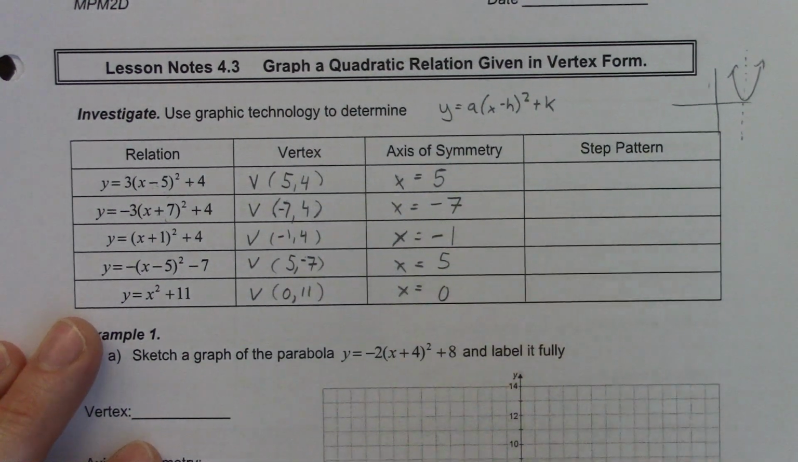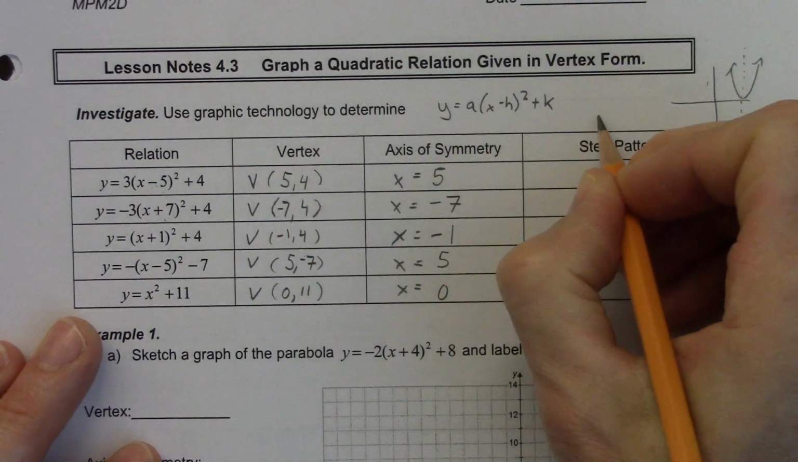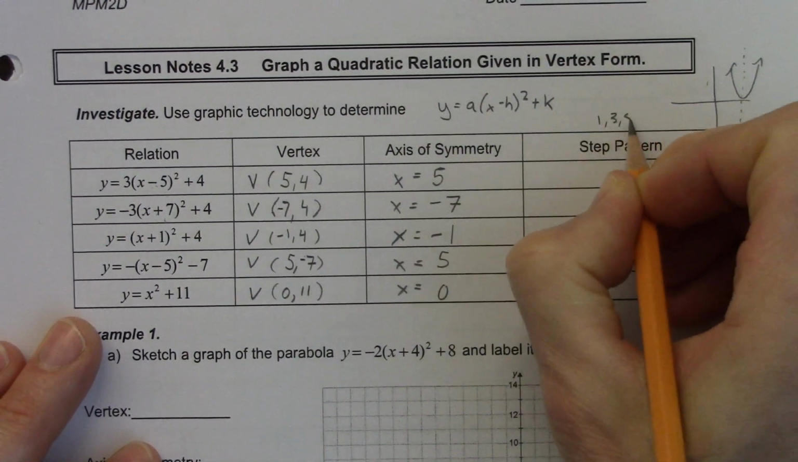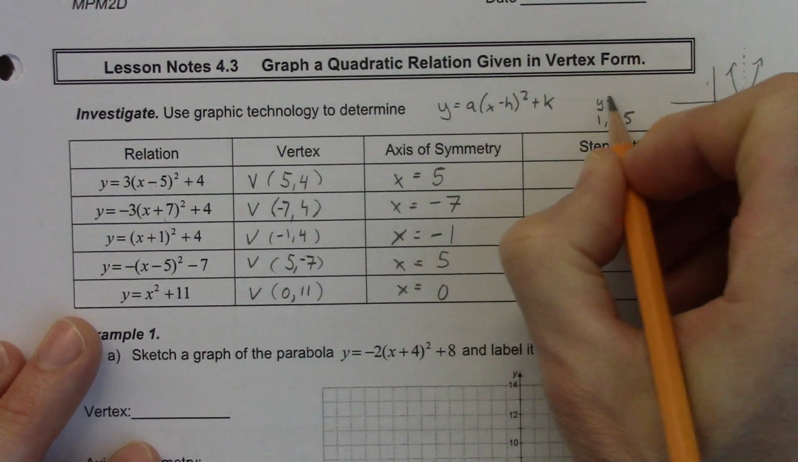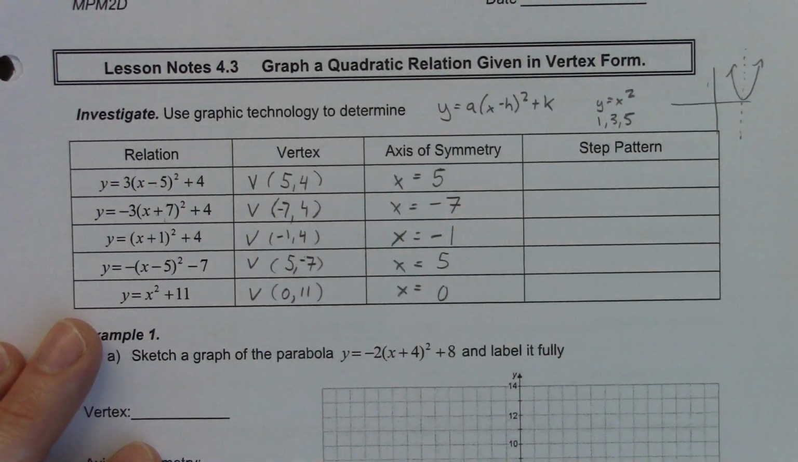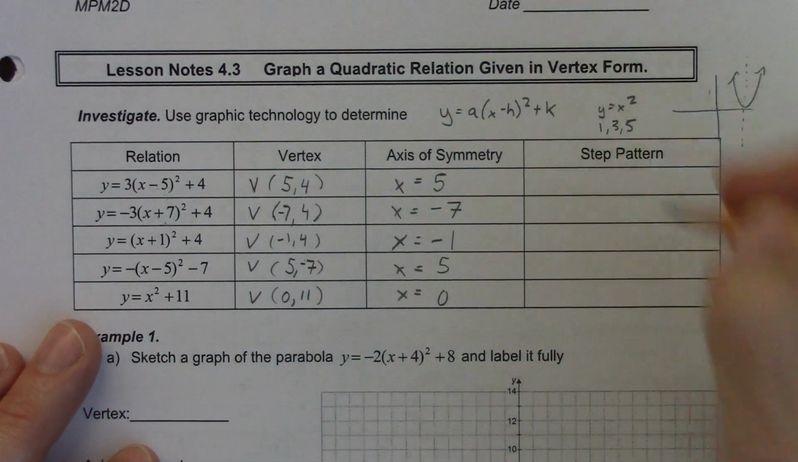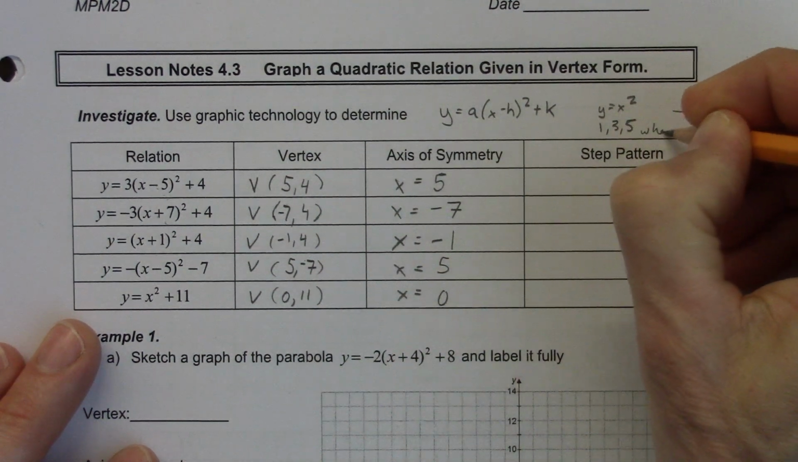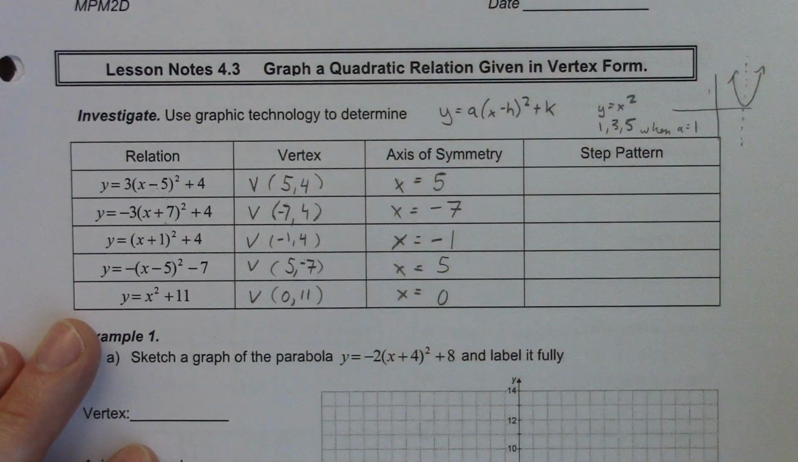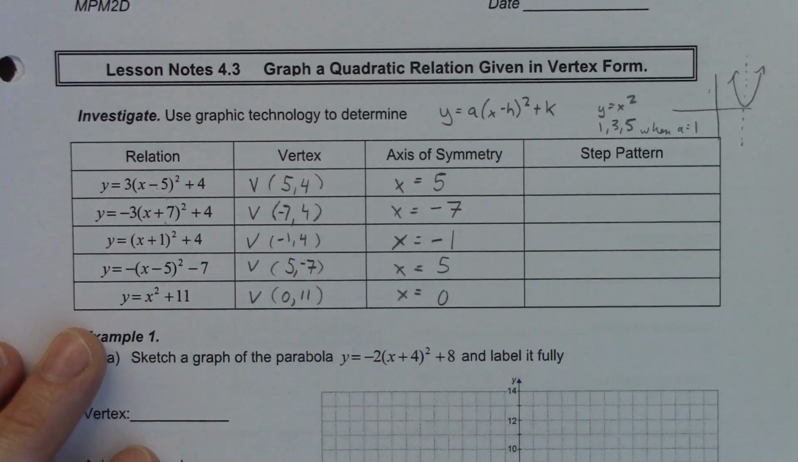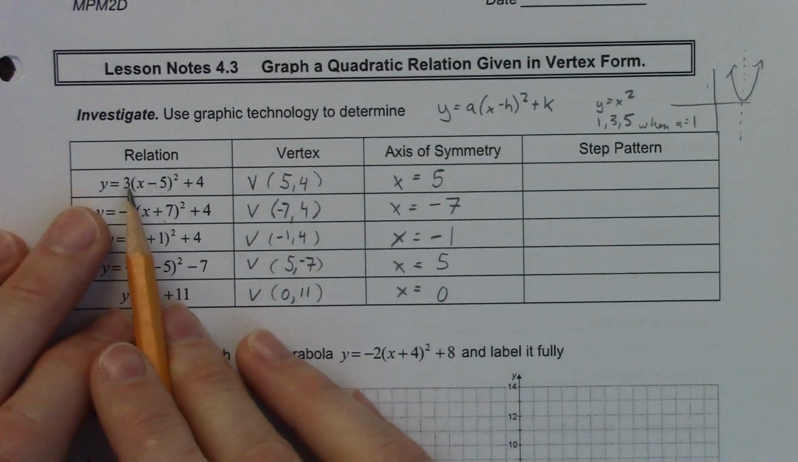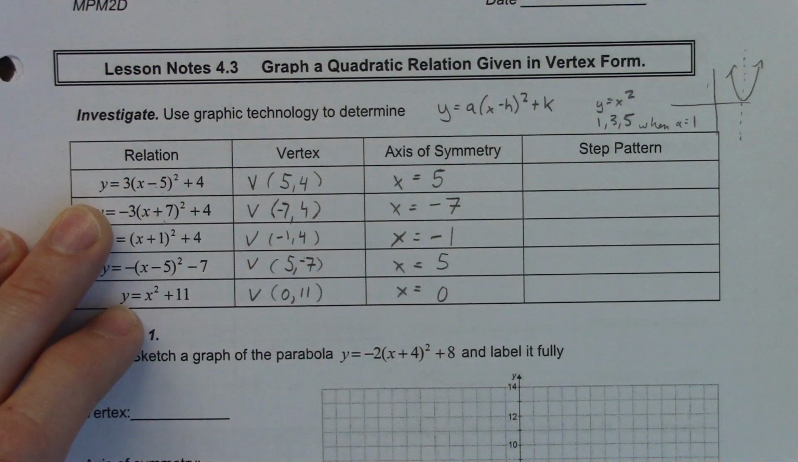Now, the step pattern. We know the standard step pattern is 1, 3, 5. This is for y equals x squared, right? That's when the a value is 1. When a is equal to 1. So what would be the step pattern for this? Our a is 3.